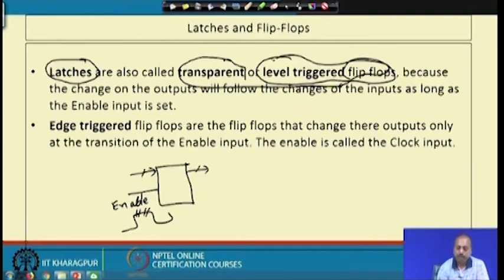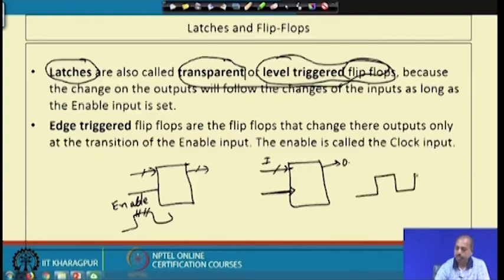On the other hand, if we have edge triggering, edge triggering means this clock, this enable line or clock line, whatever you call it, has a triangular shaped structure at the beginning, and then there is the input and the output. This means that we will be considering the input changes only at the edges of this signal. Normally we call it a clock signal. Whenever these clock edges come, they will be considered.